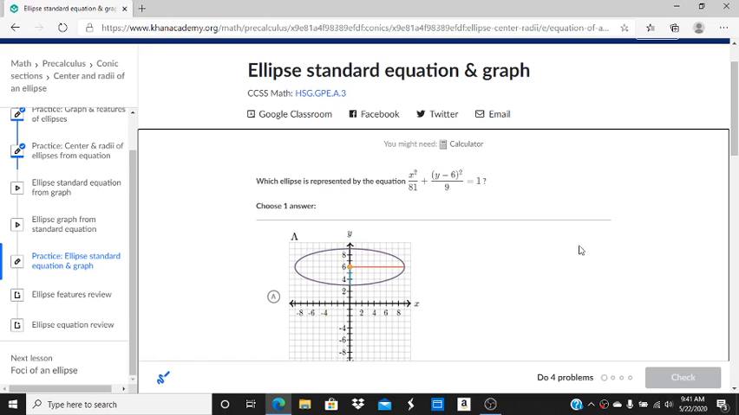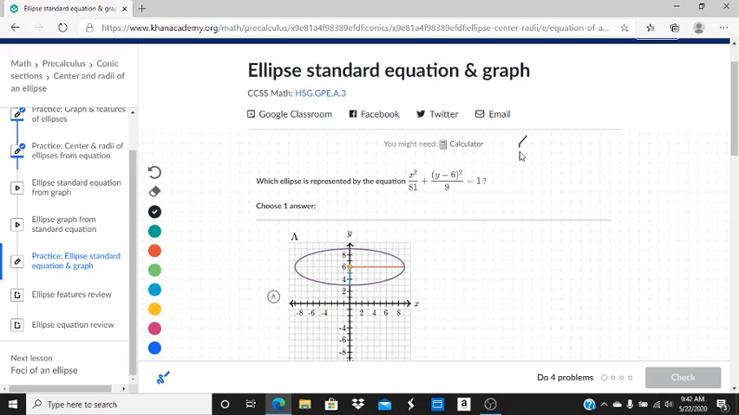In this video we have an ellipse represented by the equation x squared over 81 plus the quantity y minus 6 squared over 9 equals 1. There's a couple things we need to know. First off, the center is going to be at (0, 6).